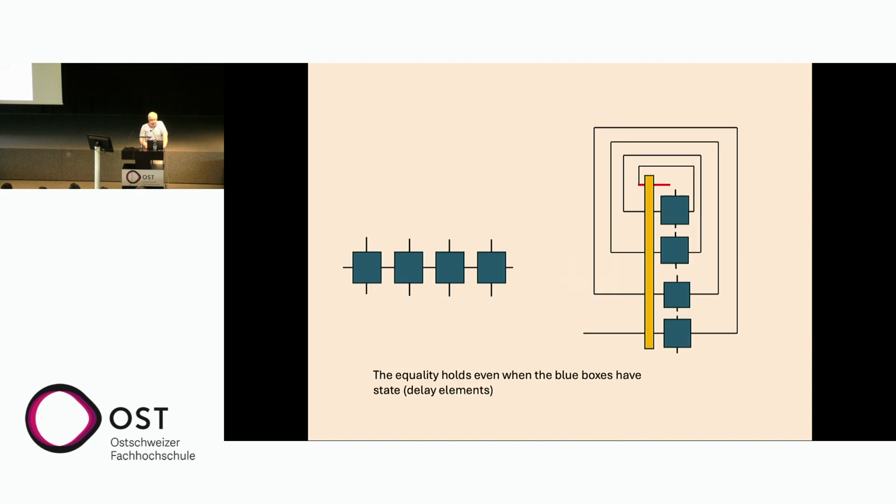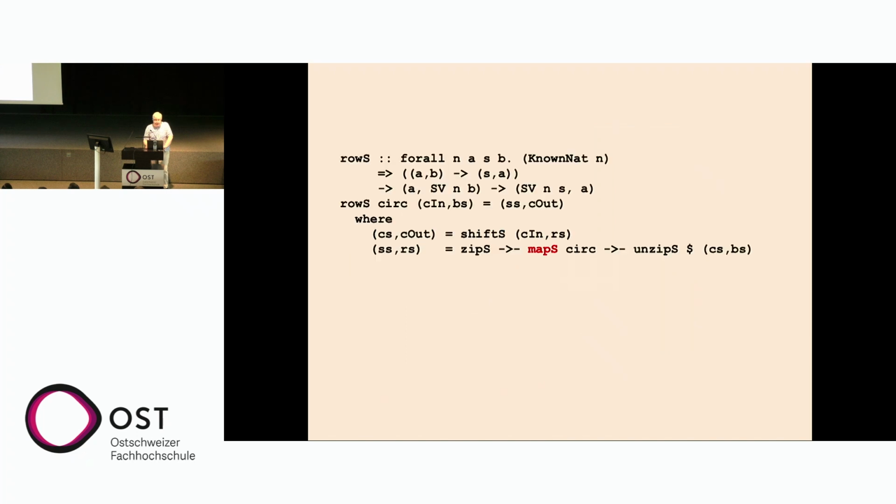And this kind of equality holds even if those blue boxes have state elements in them, because all we're doing is explaining the wiring, you might say. And it also holds if you add some inputs and outputs on the blue boxes. So that's nice. So we can write down rho S, which was the thing on the left on the previous slide, in terms of shift and map. Okay, there's a bit of zipping you have to do here, but that's all.